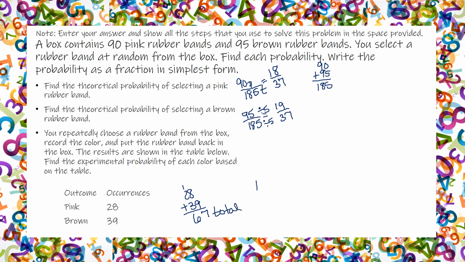So the probability of getting pink would be 28. That's the number of pink right here, out of the total. The probability of getting brown would be 39. That's the number of brown, out of the total. And that is all you will need on that one.